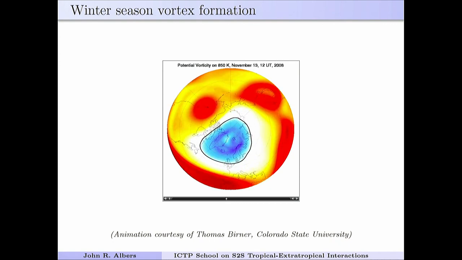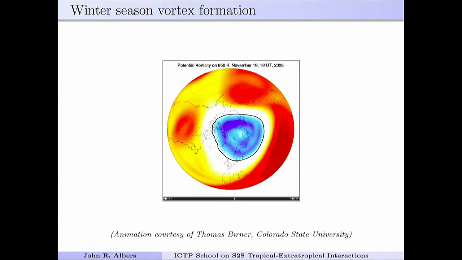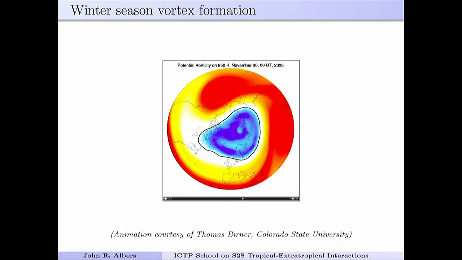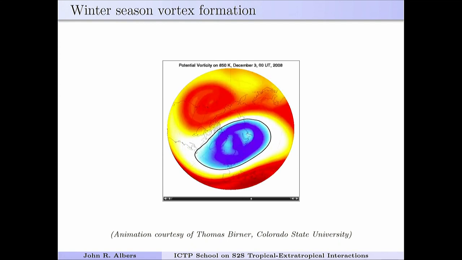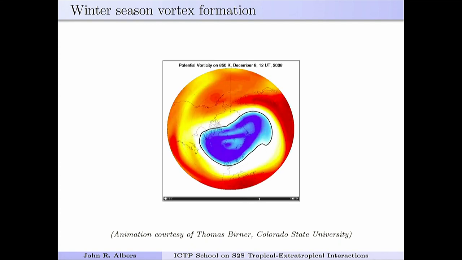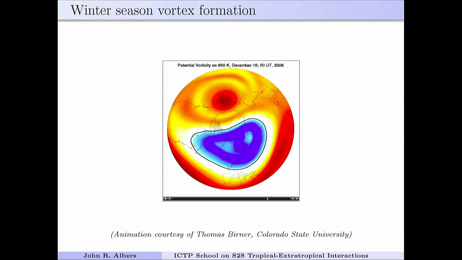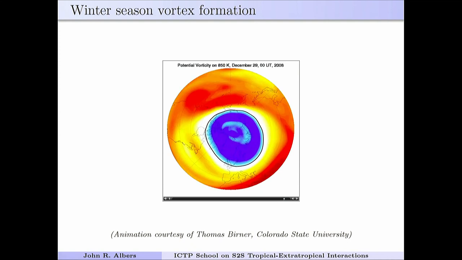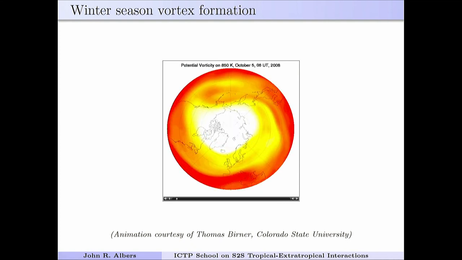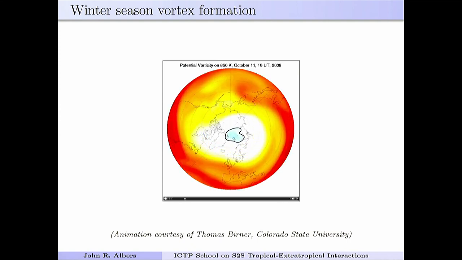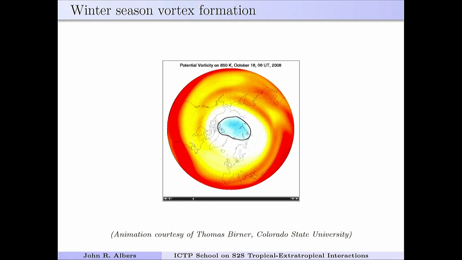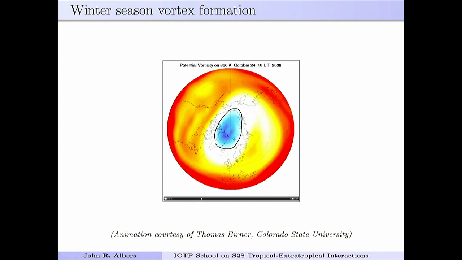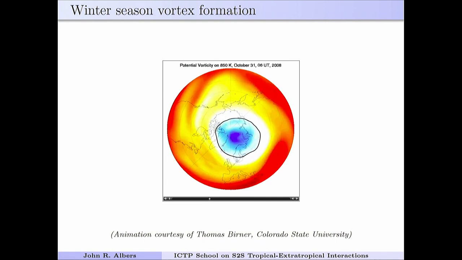One of the things that you can notice right away is there's a lot of deformation to the vortex, and that's the effect of these Rossby waves that are propagating up from the troposphere and breaking on the periphery of the vortex. These are the waves that slow and disrupt the vortex and cause it to not be quite as cold and strong as it would be in the absence of those waves.